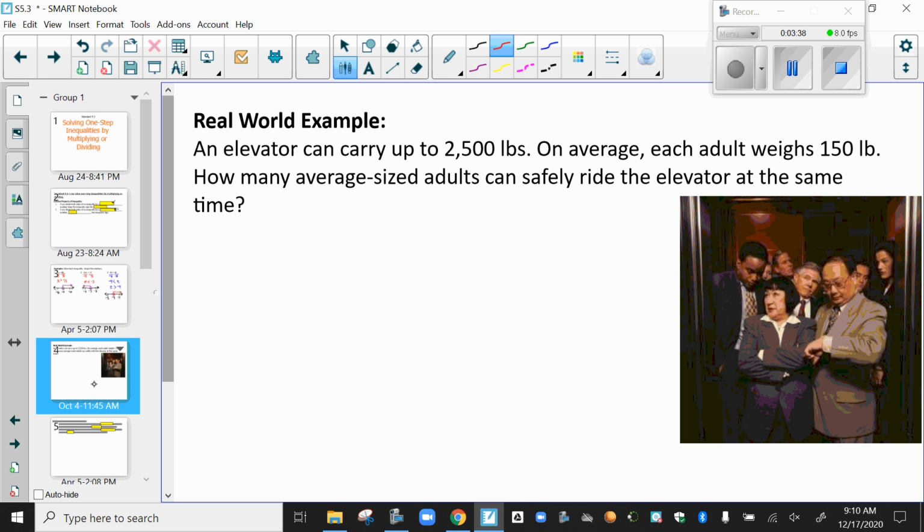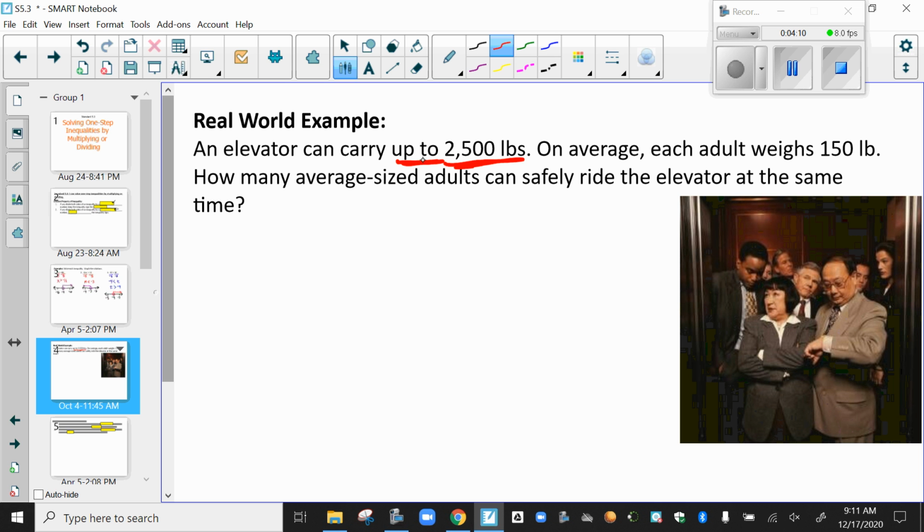Next thing, here's a real world example. Who doesn't love these? An elevator can carry up to 2,500 pounds. On average, each adult weighs 150 pounds. How many average-sized adults can safely ride the elevator at the same time? Let's check this out. Important numbers: we have 2,500 pounds. That's pretty important. Up to. Can it go over this? Can we do 5,000 pounds? No. Can we do 4 pounds? Yeah, you could put a 4-pound piece of food in there and hit the button and let it ride. That'd be weird, but you can do it.